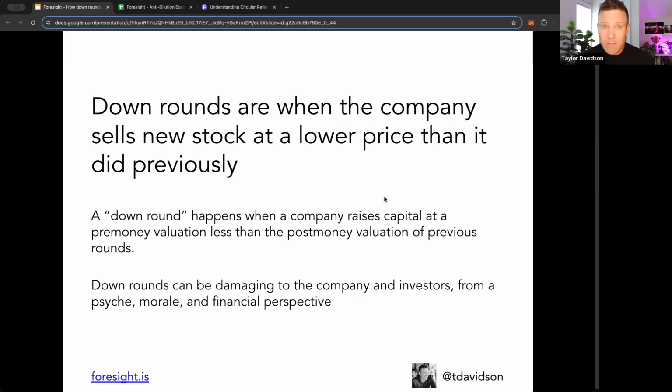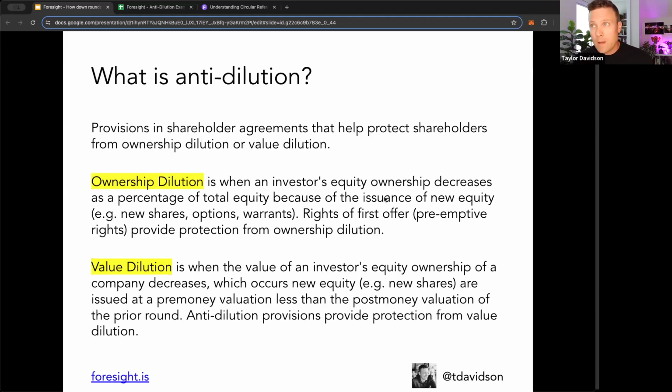And what that means is that this investor who thought they had a certain number of shares, which was worth a certain amount of money, now it's not. It's worth something less than that. And that could be very damaging. It could be damaging from the perspective of founders and investors for morale, psyche, and as we'll go through the terms, we'll see it can be very, very damaging from an ownership perspective, specifically to investors, but also to founders.